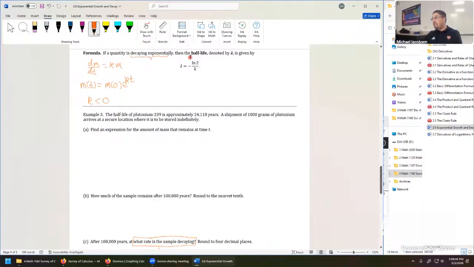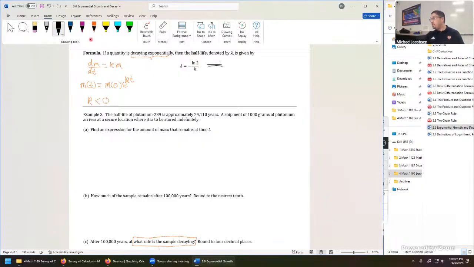The half-life is just going to tell us the amount that remains. The half-life is easy to think about. The half-life is going to tell us how much time must go by for only half of the initial amount to be remaining. It's got a nice formula. It goes like this. Lambda equals negative natural log 2 divided by k.